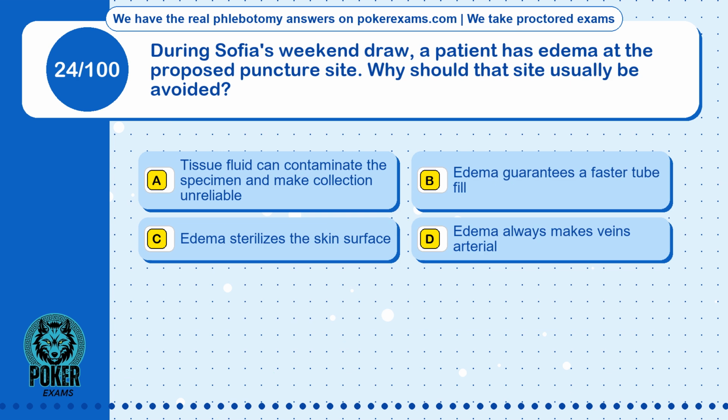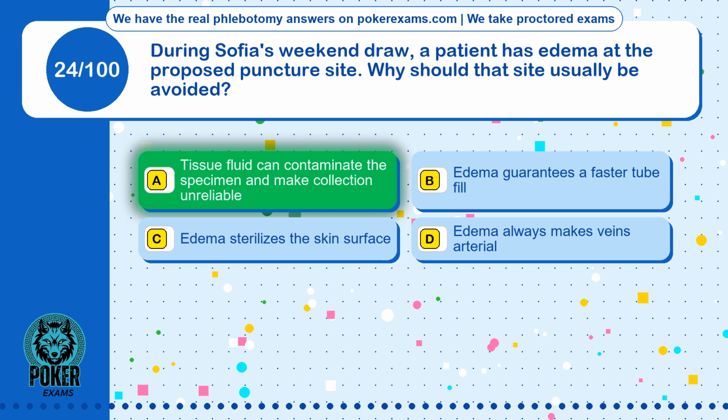Question 24. During Sophia's weekend draw, a patient has edema at the proposed puncture site. Why should that site usually be avoided? Option A: tissue fluid can contaminate the specimen and make collection unreliable. Option B: edema guarantees a faster tube fill. Option C: edema sterilizes the skin surface. Option D: edema always makes veins arterial.